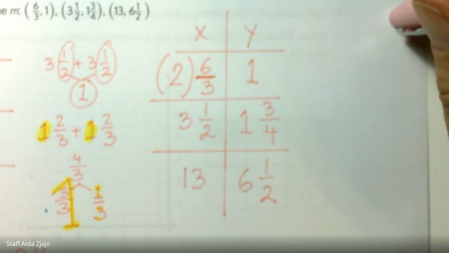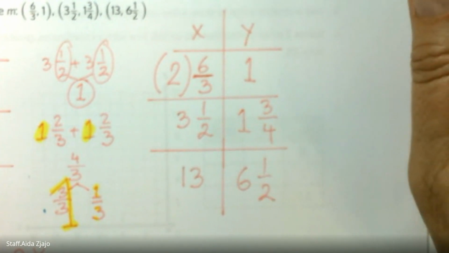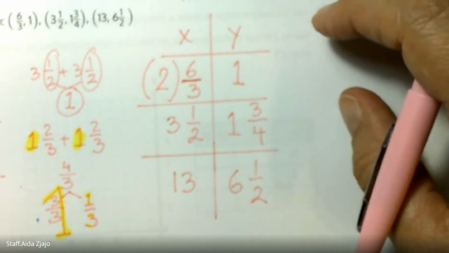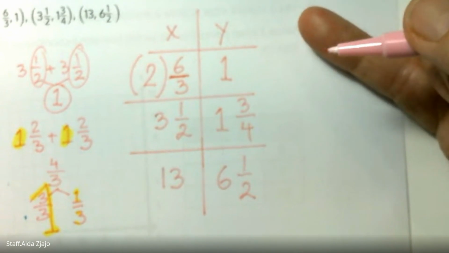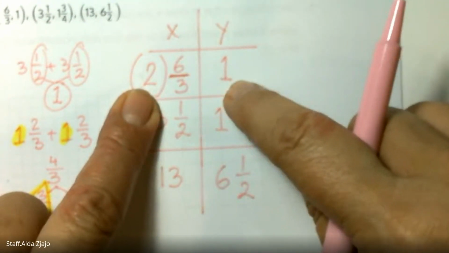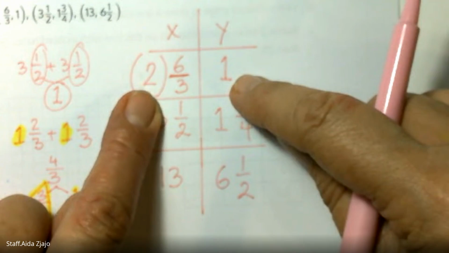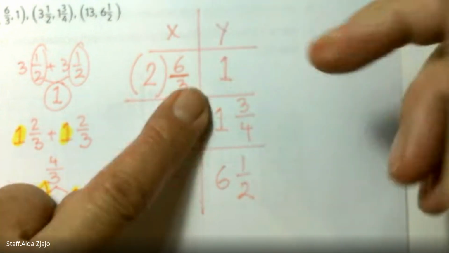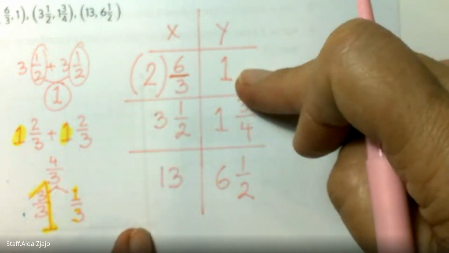Because the y is getting smaller, let's see how we can think about this. If you have 2 and you get 1, what is happening with that? That means 2 divided by 2 gives me 1.